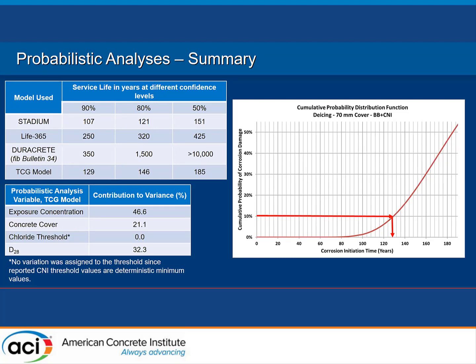With probabilistic analysis, you can see what role each component plays in your output. So you can see exposure concentration, that's 46%. If the exposure is a little more or a little less, that would have a major effect on how long this concrete is going to last. Concrete cover here is 21%. That's because the concrete cover was relatively high. If the concrete cover was a little bit lower, it would be a bigger percent of the variance. In this case, since a minimum value threshold for calcium nitrite was used, the corrosion threshold did not play a role. And you can see you got 30% noise coming just from the diffusion coefficient.